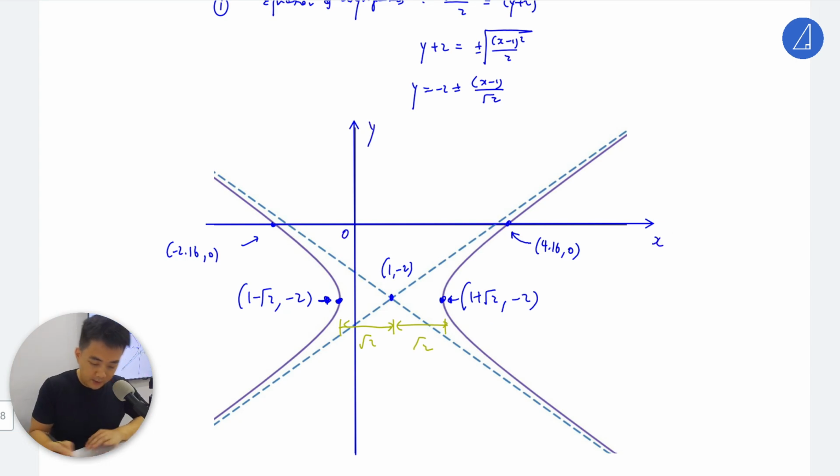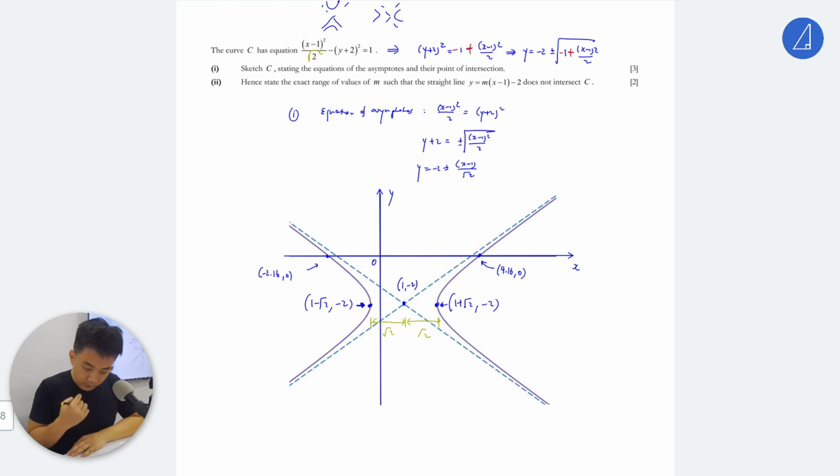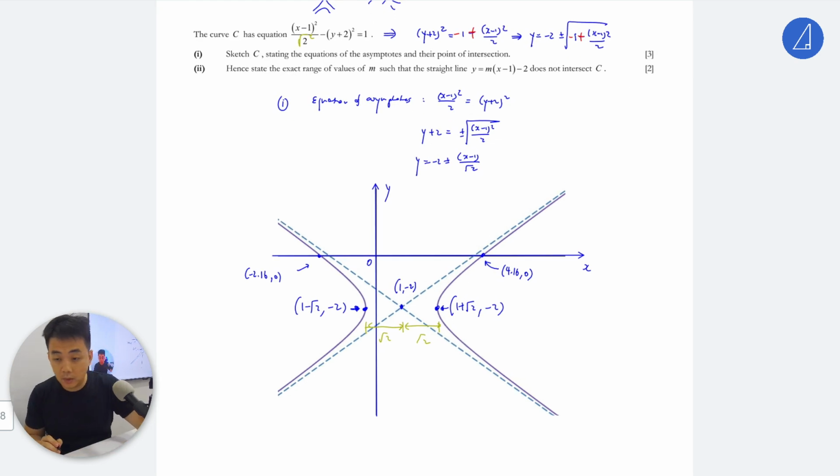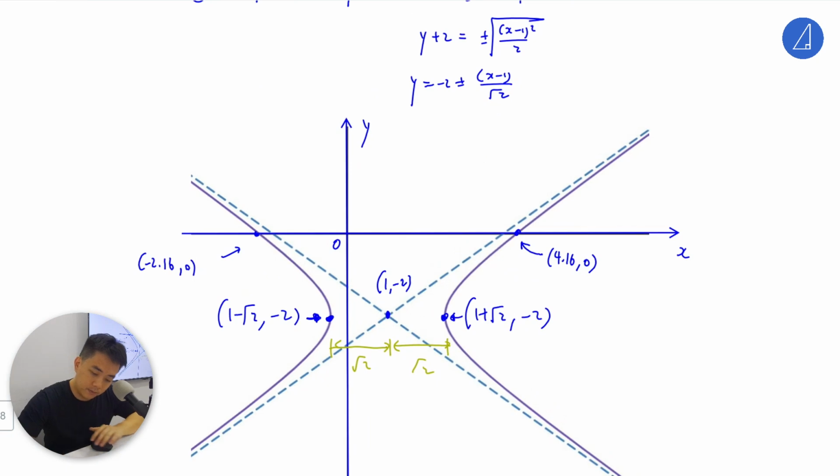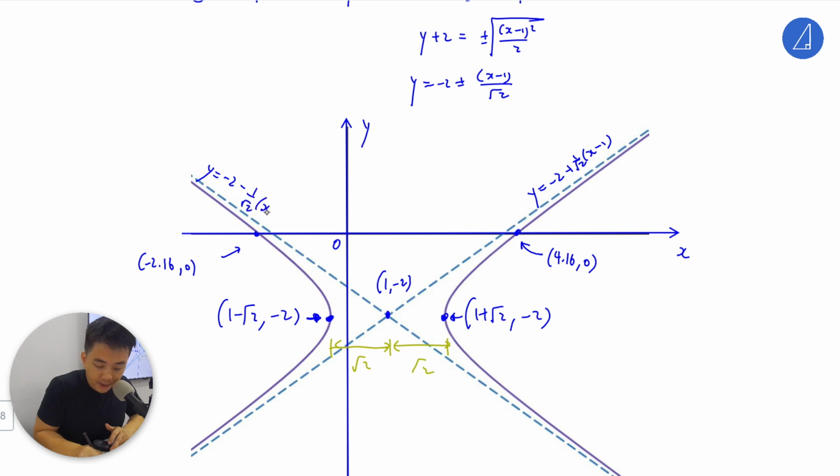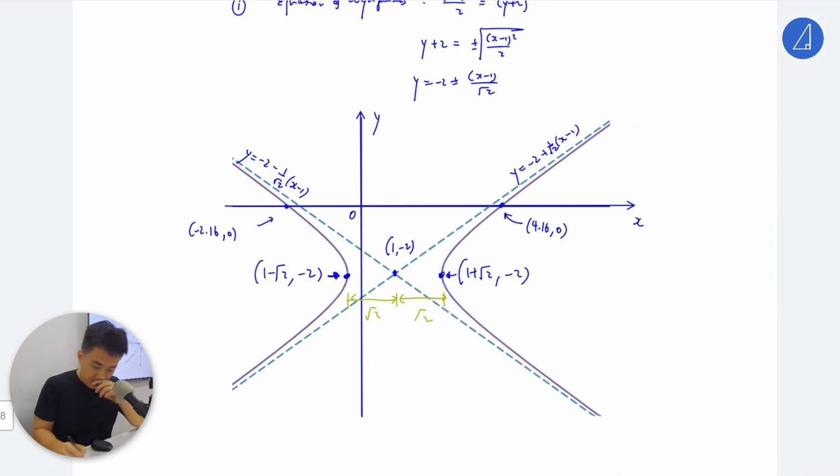Good job, Mr. Gan. I think then we can do the next part. Need to label the asymptotes. So y equals to minus 2 plus root. You can just leave it like that, you don't really need to expand it. Okay, it's okay to leave it like that.